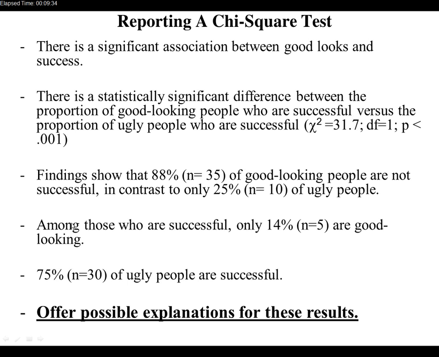Okay, and continuing on here, among those who are successful, only 14% (N = 5) are good-looking, and 75% (N = 30) of ugly people are successful. And you offer, in writing, possible explanations for these results, very much like the ones that we discussed on the last slide.